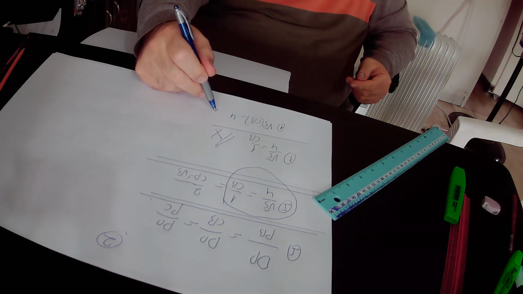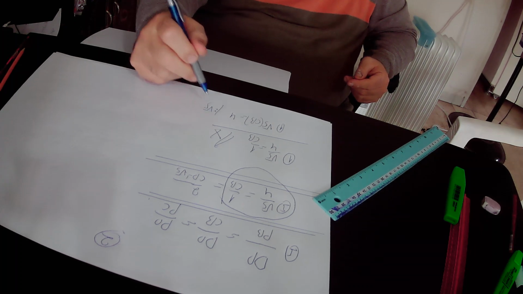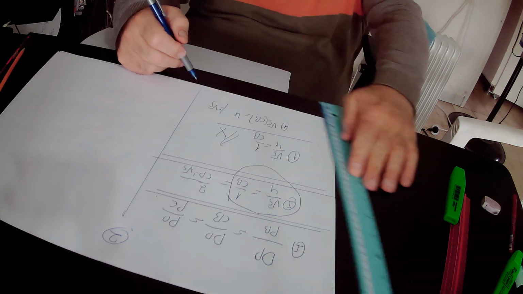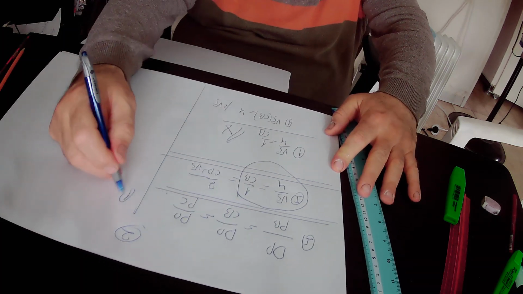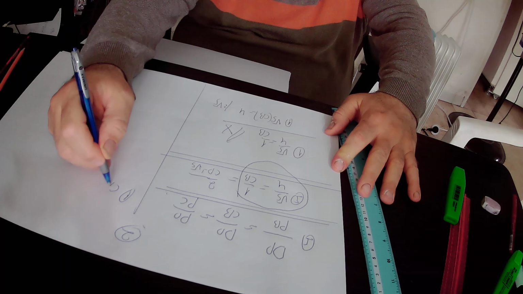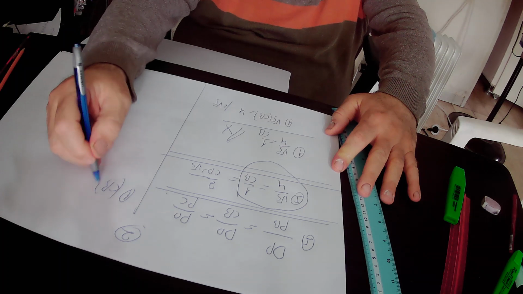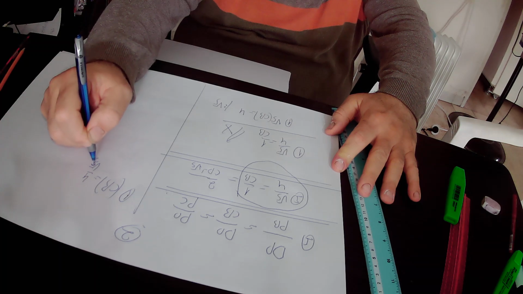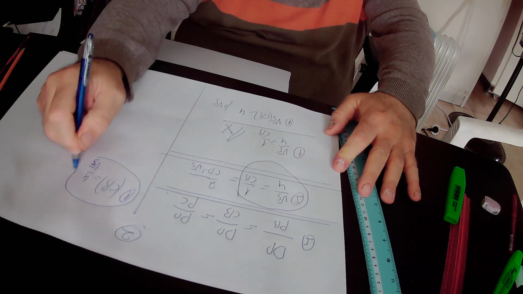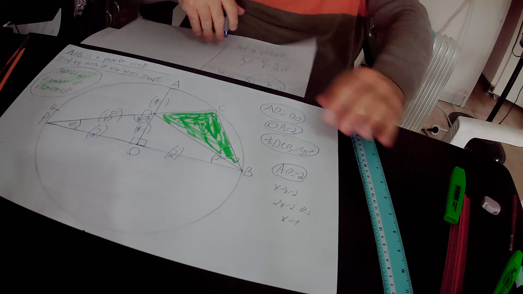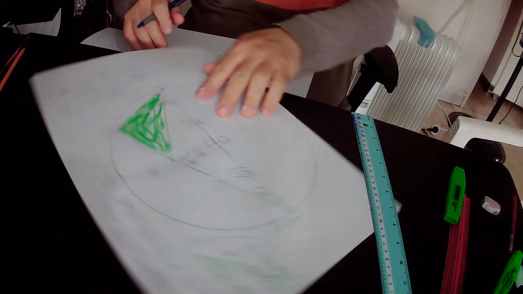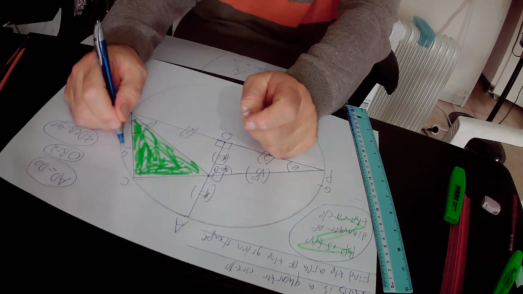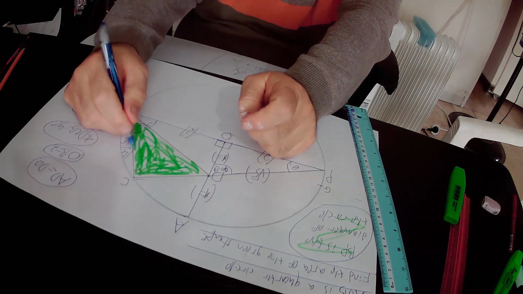Here we divide this equation, equation 1, by square root of 5, and finally we get that according to equation 1, the length of side CB is equal to 4 over square root of 5. So I found that the length of side CB is 4 over square root of 5 units.